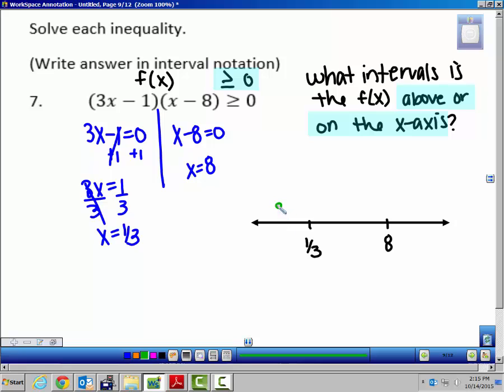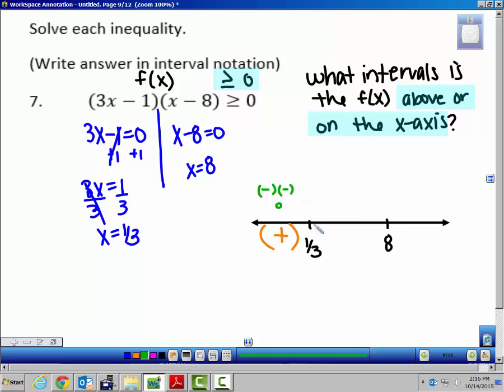I'm going to check 0. And I don't even have to write this all out. I can do this in my head, especially when it's factored. It's pretty easy. So when I do this, a 0, 3 times 0 is 0 minus 1. So that gives me a negative. And then in this factor, if I plug in a 0, that's also a negative 8. And when I end up multiplying those, a negative times a negative gives me a positive. So this interval is positive.